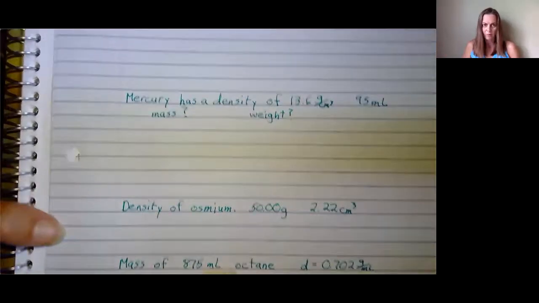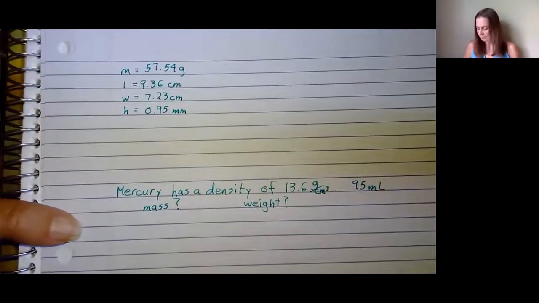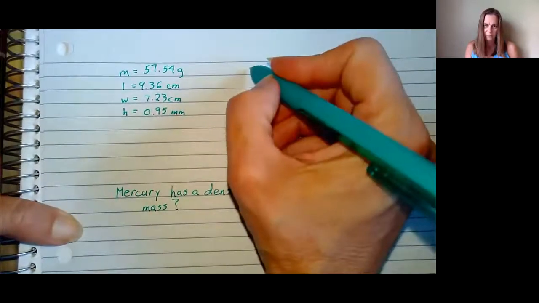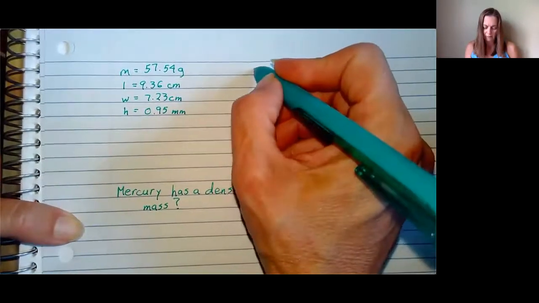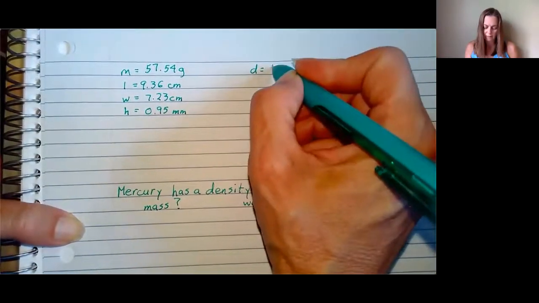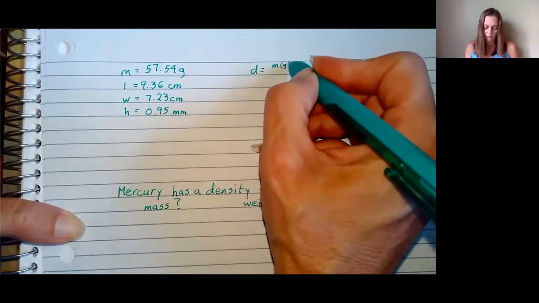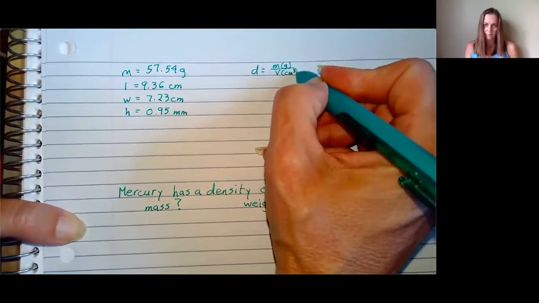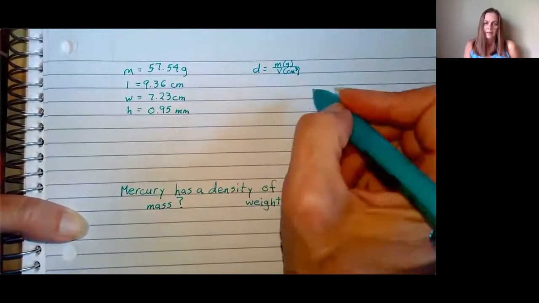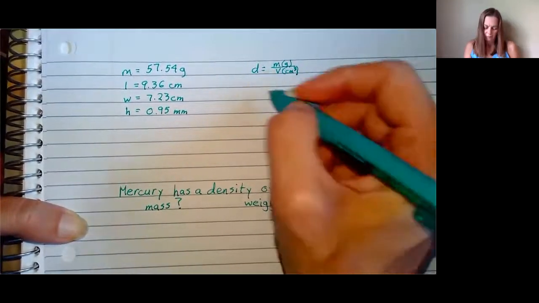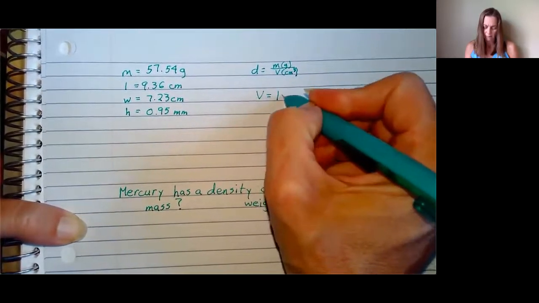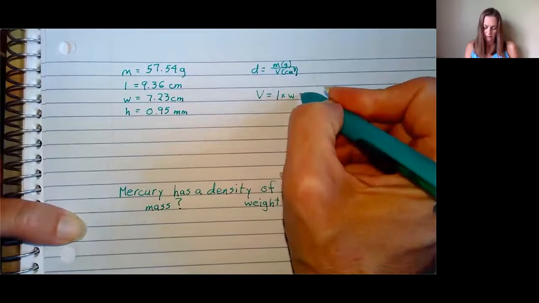Okay, so we are given this very first problem that asks us to calculate the density of the copper. So the first thing I'm going to do is write down the formula that density is equal to mass in grams over volume in centimeters cubed. And so I know I need to find the volume. Well, I know that volume equals length times width times height.